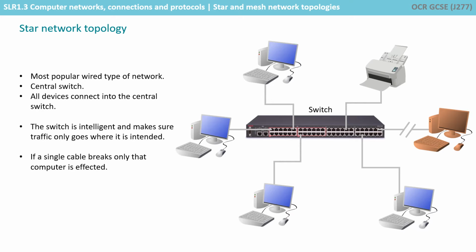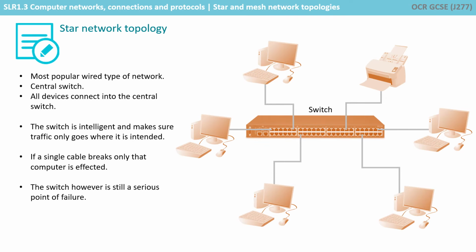In the past, this central switch would probably have been a hub. A hub differs from a switch because it broadcasts the traffic to all computers on the network, and therefore the security is much lower and the bandwidth is also much lower because of the increased traffic. A switch solved those problems by making sure the traffic is only directed to the computer that it was actually intended for.